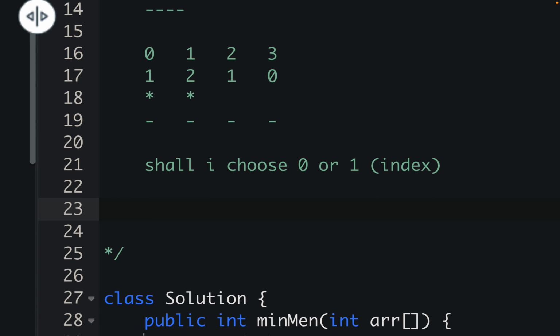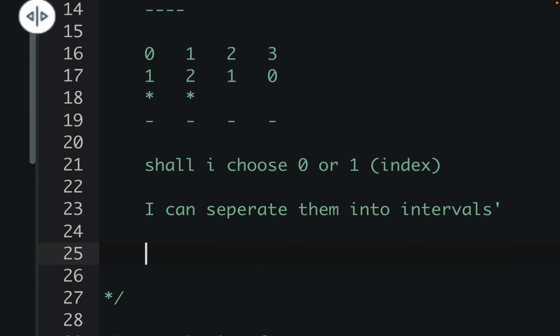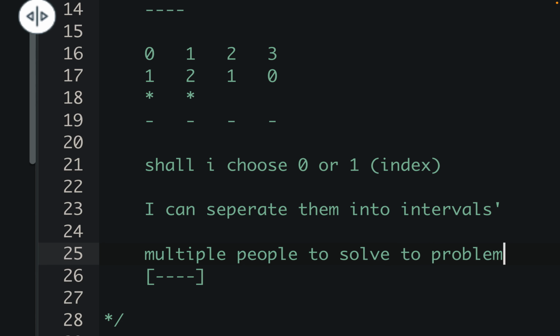What can I do here is I can separate them into intervals. What this means? I can have an interval within which I know that, hey, this is an interval, and within this interval there are multiple people who are eager to solve. So within the interval, multiple people to solve the problem, and within that people I'll make a choice.